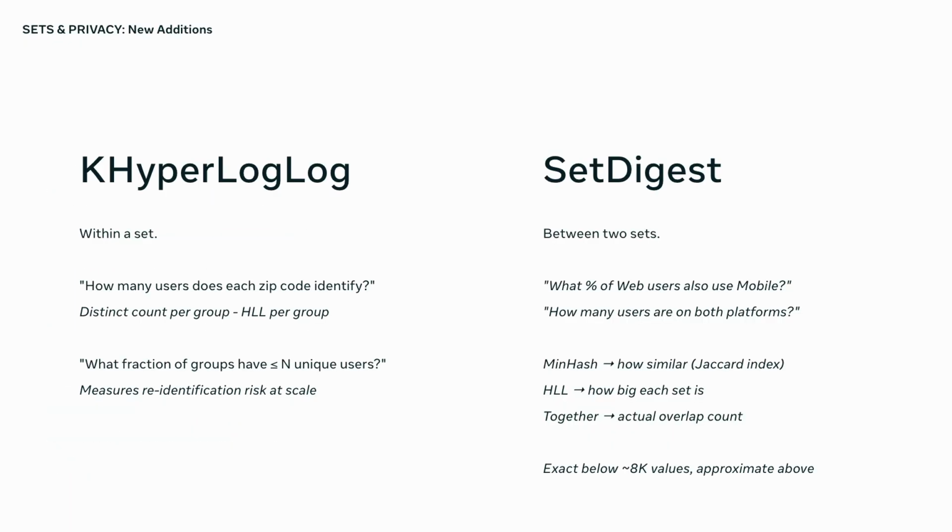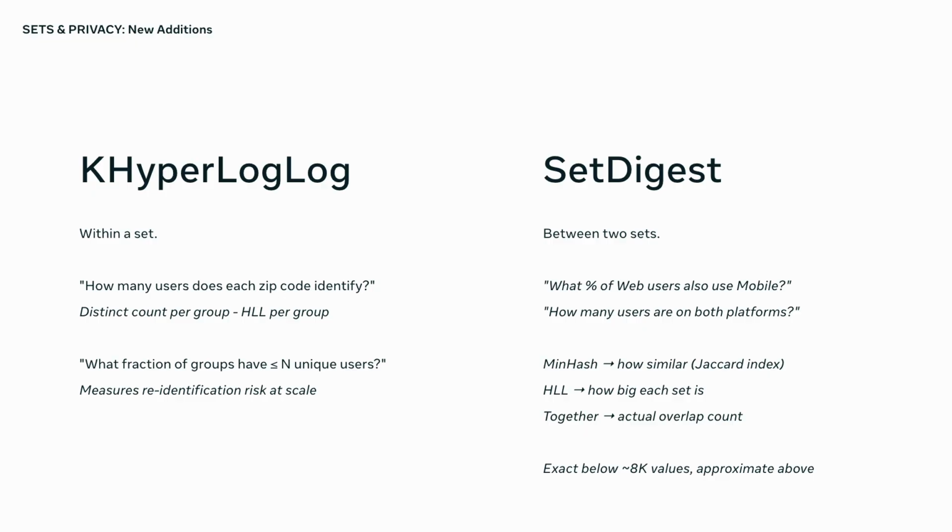Now building on HyperLogLog, we have two interesting data structures. One is KHyperLogLog. This solves the same question, but across another dimension. Instead of just distinct counts, you're getting distinct counts per group. For example, how many distinct users does a zip code identify? This is very useful in the privacy space because a common question is the k-anon, or k-anonymity, problem.